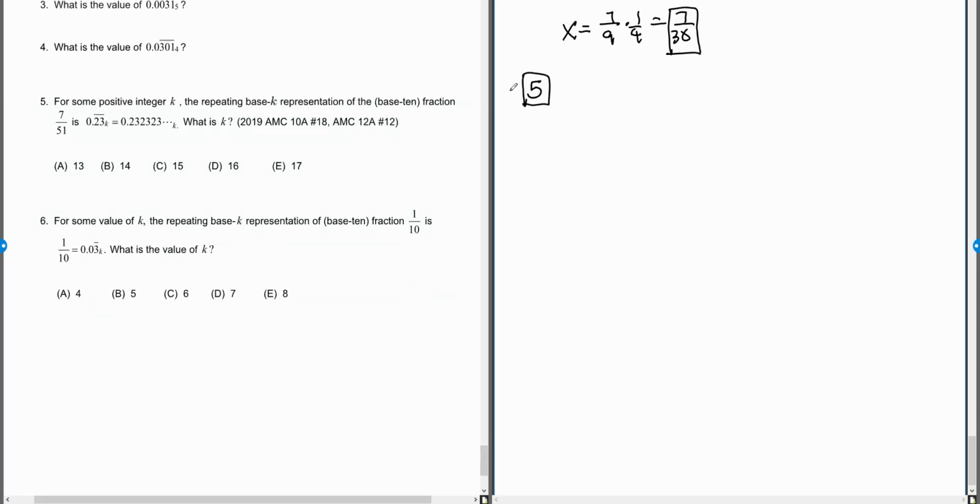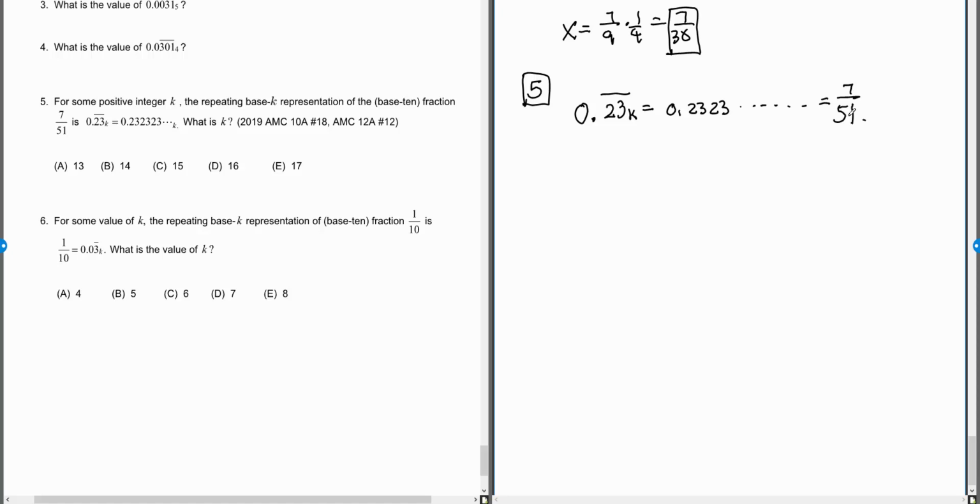For some positive integer k, the repeating base k representation of the fraction is 7 over 51. We have the number over here. 0.23 base k repeating, that is 0.2323. Note that it is a fraction because this is a repeating decimal in a base number. It doesn't always have to be base 10. Any base repeating is always a rational number. That is equal to 7 over 51. Okay, so what is the value of k? We're going to check it out.